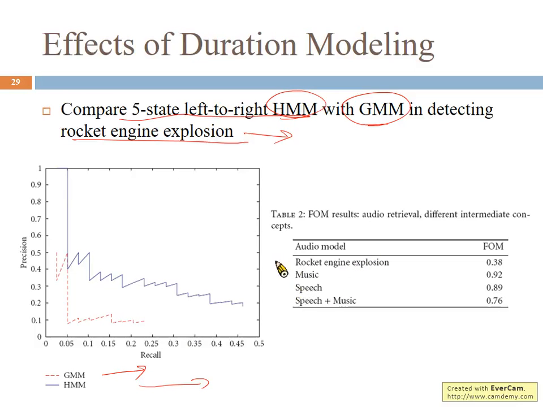This table shows the accuracy of detecting several audio concepts like rocket engine explosion, music, speech, and speech plus music. The FOM is 0.38, 0.92, 0.89, and 0.76. Obviously, the performance is content dependent. Some simple audio concepts can be accurately detected, but for complex audio concepts, the performance is not so good.